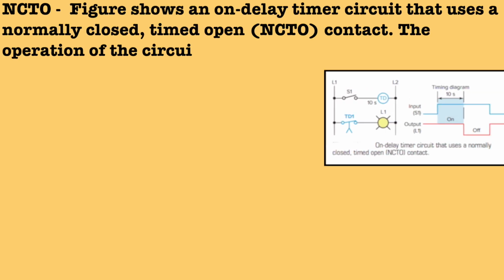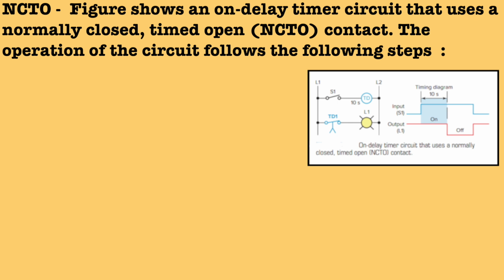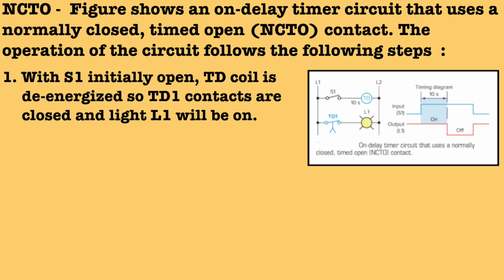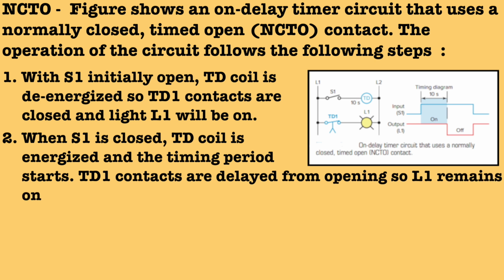Next is NCTO. As I said, NCTO represents normally closed timed open contacts. You can see in this diagram also, the switch is represented by S1 and the output is represented by L1. The operation of the circuit follows these steps. In the first step, when S1 is initially open, the TD coil is de-energized, so TD1 contacts are closed and light L1 will be on. In the second step, when S1 is closed, the TD coil is energized and the time period starts.